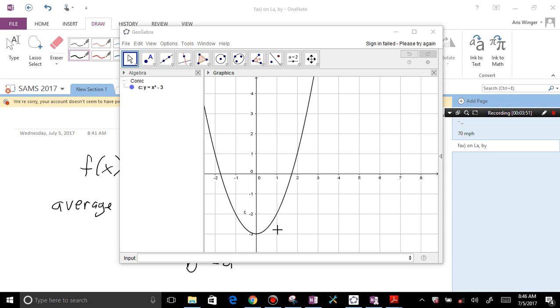Anyone know what the derivative at 1 is here? It is 2, right? 2 units per unit. So the slope here is 2. Now, let's suppose that that's right. Give me the equation of the line that's tangent to that point.